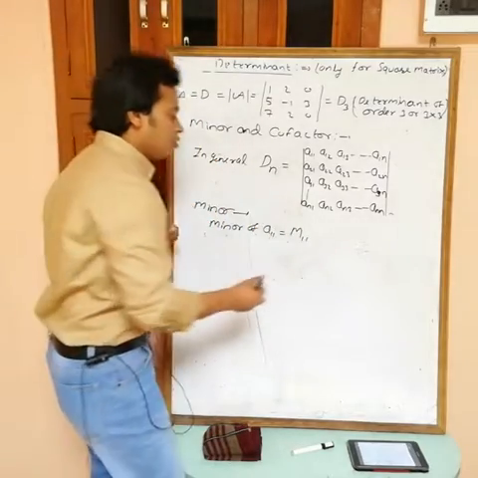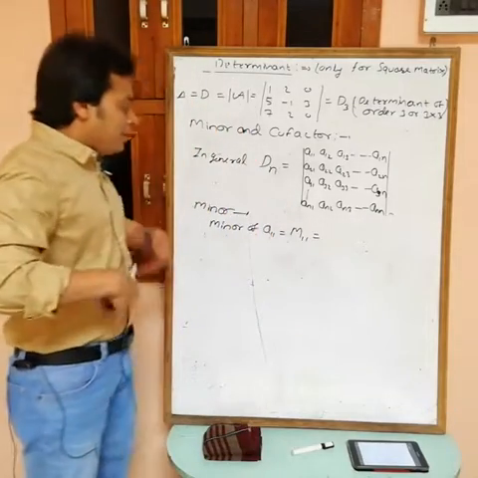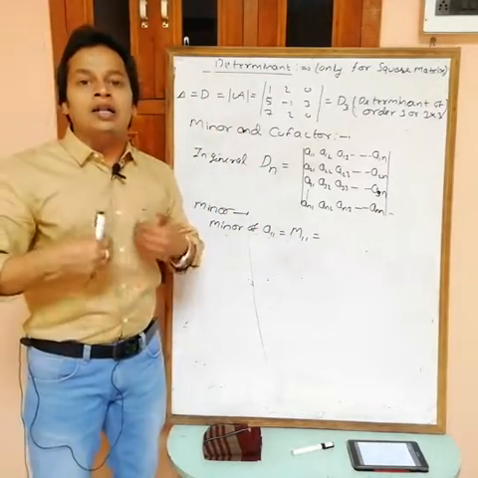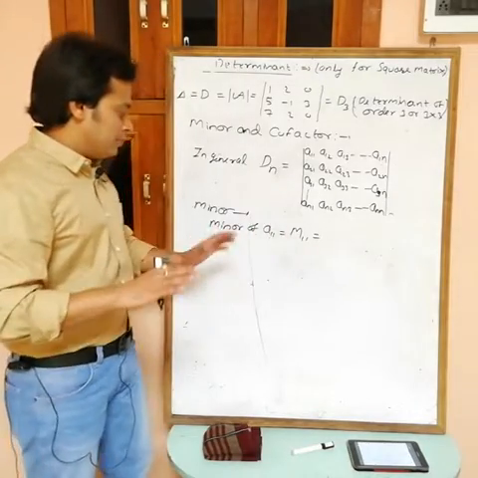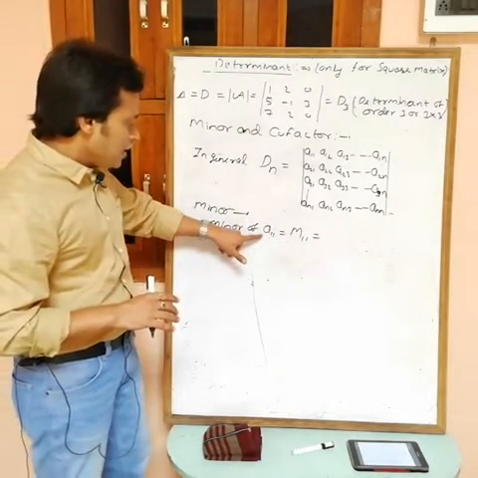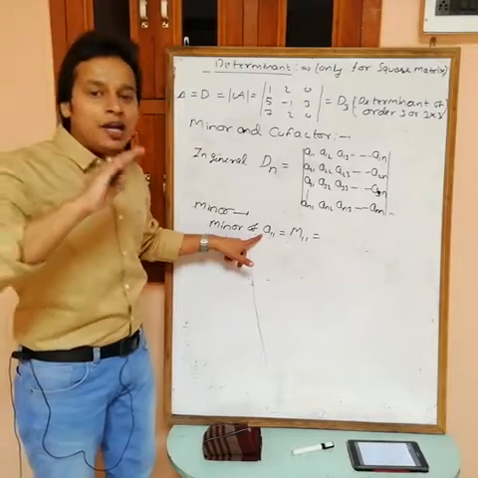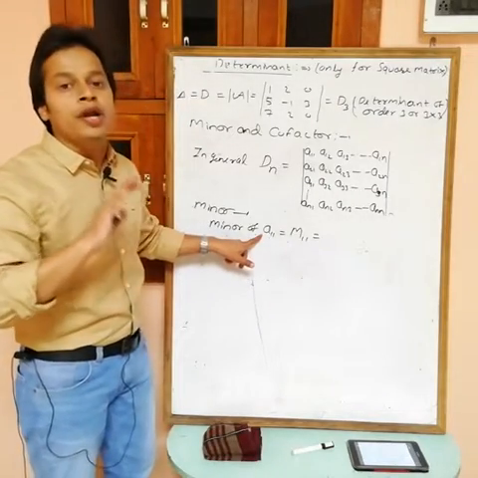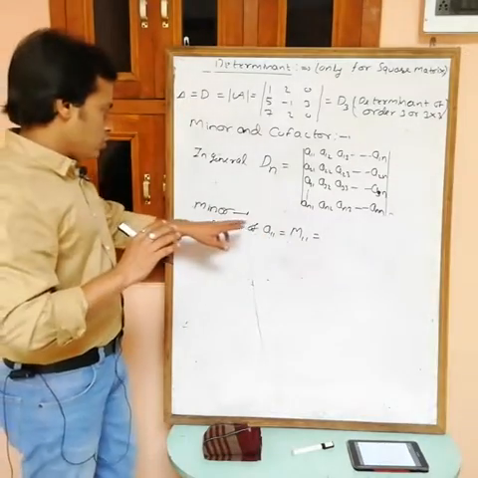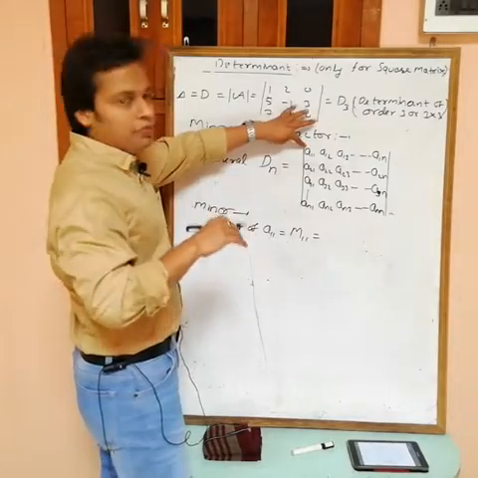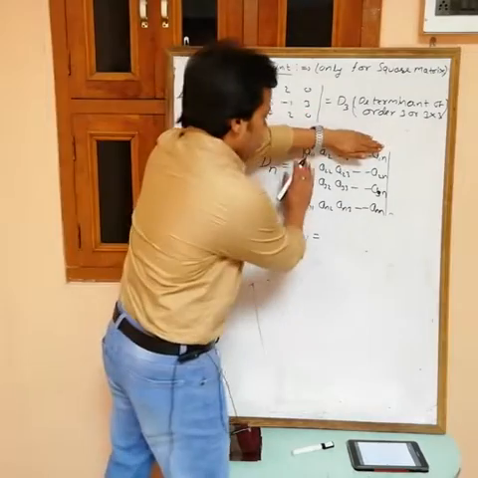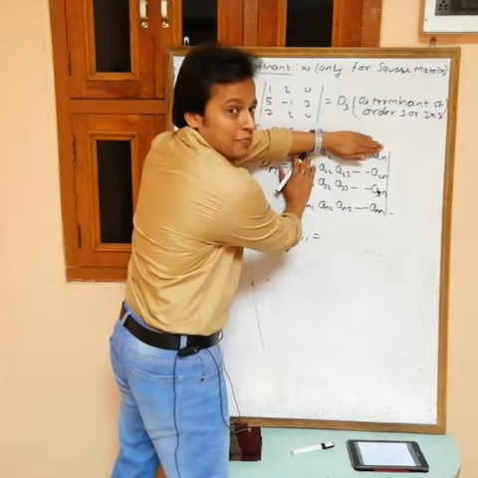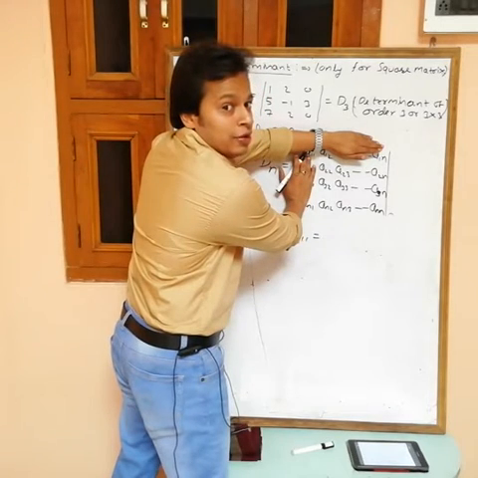Now how to get M11? Actually, the minor of any element is also a determinant. How to get this minor determinant? Just simple. If you want the minor of a11, first hide the corresponding row and column. This is a11. If you want the minor of this one, hide the corresponding row and column, it means first row and first column, and then make the determinant for the remaining elements.